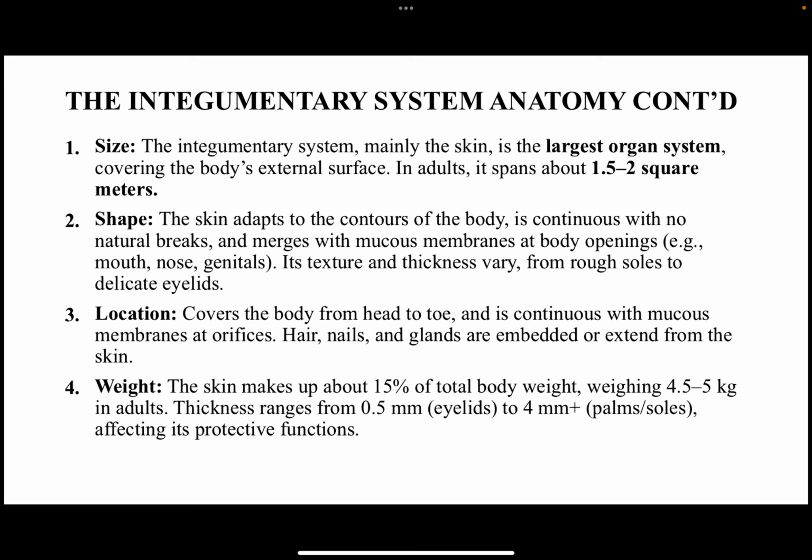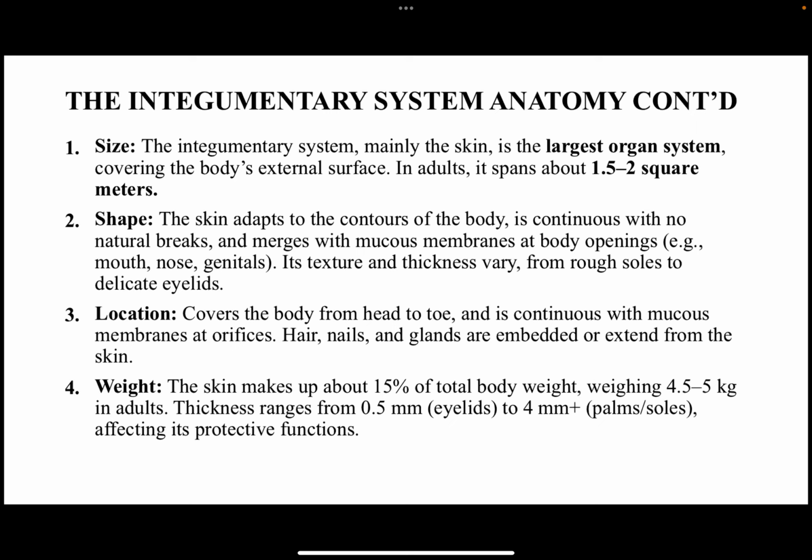And the shape of the skin, unlike other organs which have a definite shape, like the heart, which you can say is like a person's own fist, or the kidney, which is a bean-shaped organ. The skin does not have a definite shape. It usually adopts the contours of the body. You get it? The skin is continuous with the natural breaks, and when you are about to enter an orifice, it merges with the mucous membranes within the internal organs. So the skin does not have a definite shape.